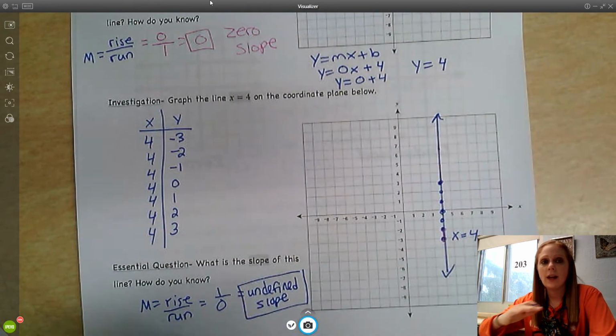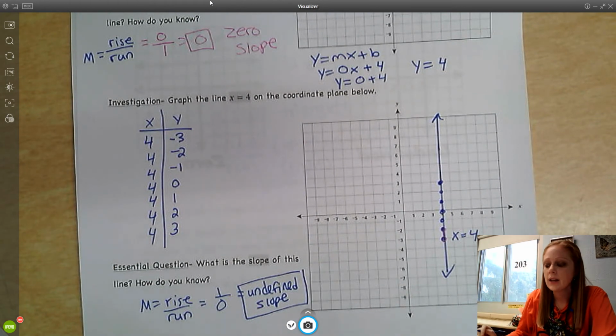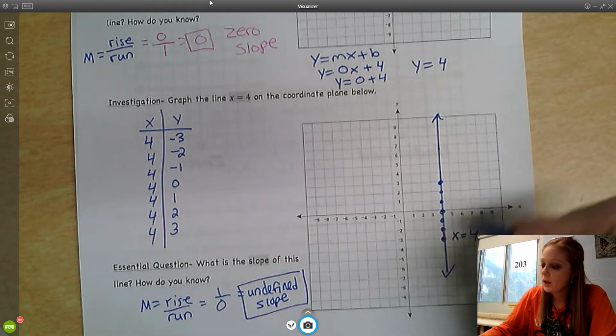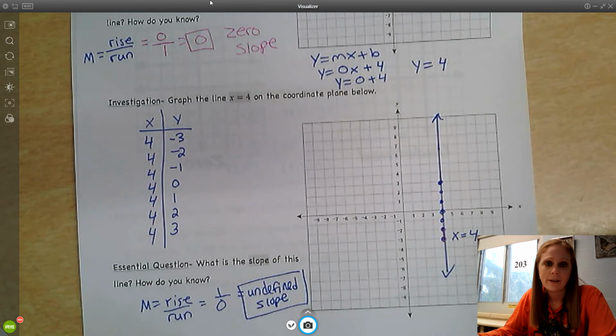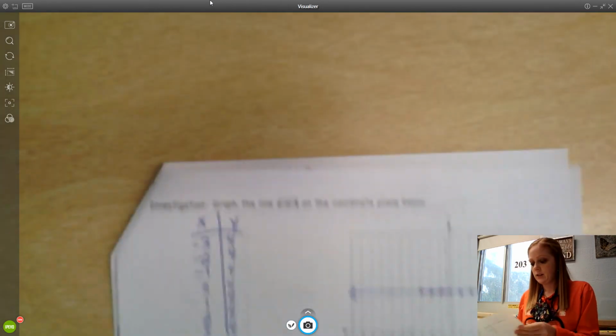So the other one, a flat line, had a 0 slope. A vertical line has an undefined slope. There was no run. You couldn't go left or right at all. So it was 0 as a denominator, which causes it to be undefined.